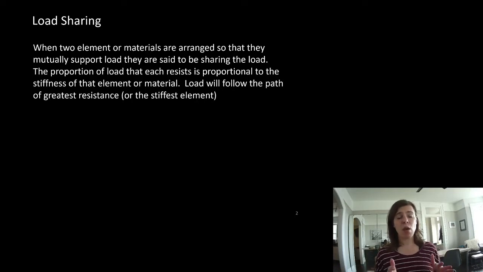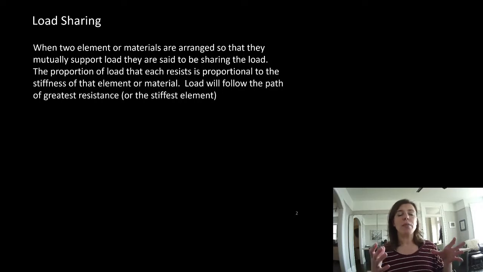So the first thing I want to talk about is load sharing. So what we have is the definition: when 2 elements or materials are arranged so that they mutually support the load, they are said to be load sharing. The proportion of the load that each resists is proportional to the stiffness of the material. Load will follow the path of greatest resistance, or the stiffest element. So that old adage, the path of least resistance, is complete and utter crap.